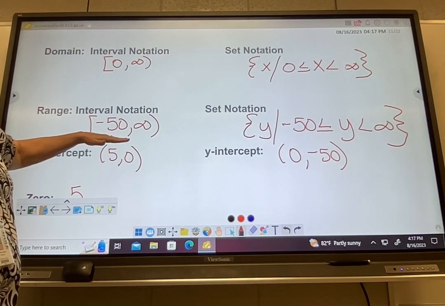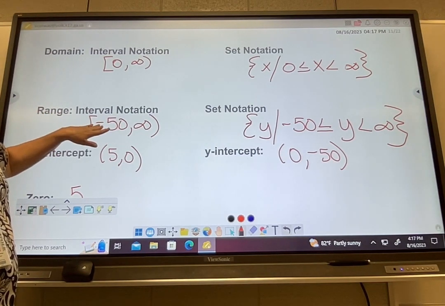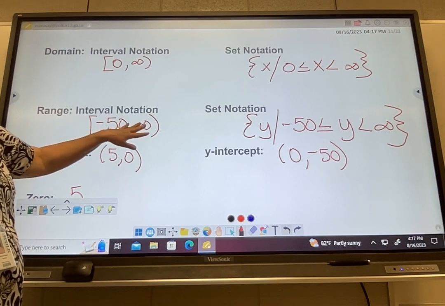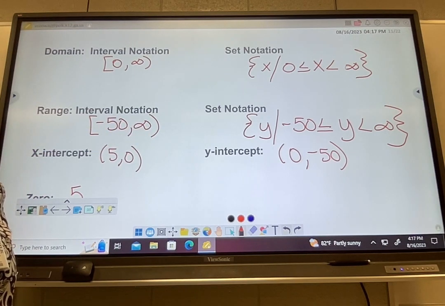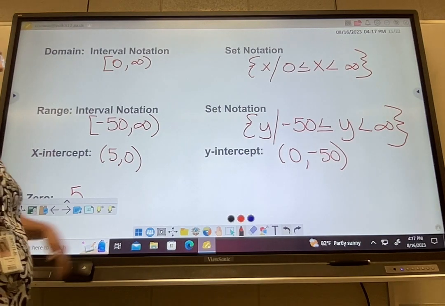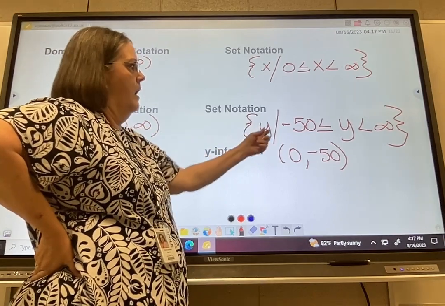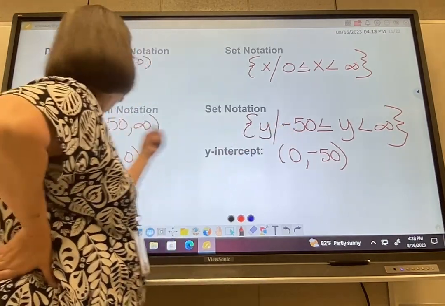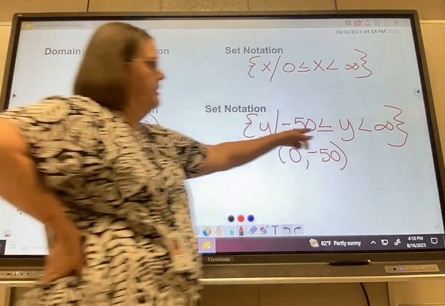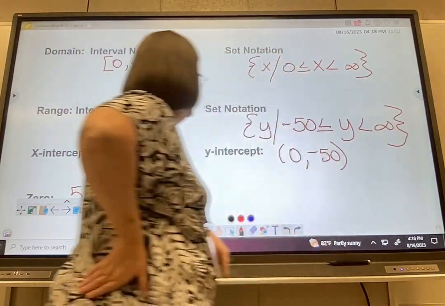All right, our range, the interval notation goes from negative 50 to infinity because we're starting out $50 in the hole, and then our profit's increasing. So same thing over here. Instead of writing x, I write y. Y such that negative 50 is less than or equal to y is less than infinity.